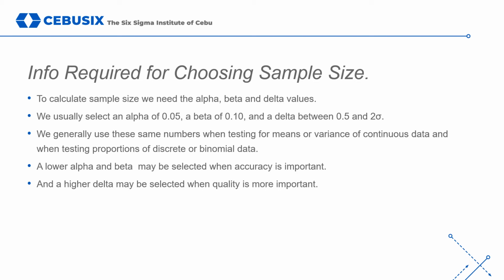It is helpful in Minitab to express the delta in terms of sigma or standard deviation. We want to detect differences of 0.5 sigma or 2 sigma, for example. In general, we set the alpha at 0.05 or 5%. We set the beta at 0.1 or 0.2, or 10 or 20%, which will give you a power of 90 to 80%. And we set the delta with absolute values as required by business needs. In Minitab, we can select multiple delta and beta values to compare which sample size will best fit our needs.